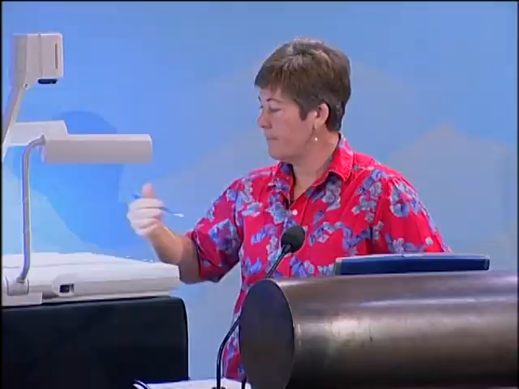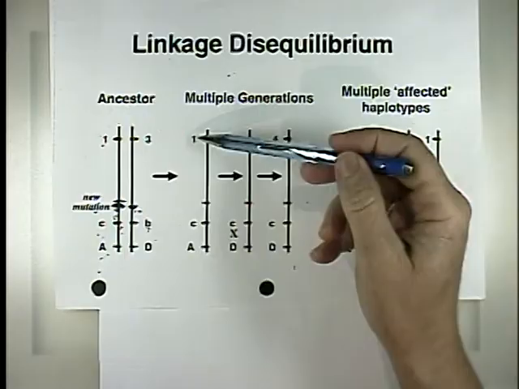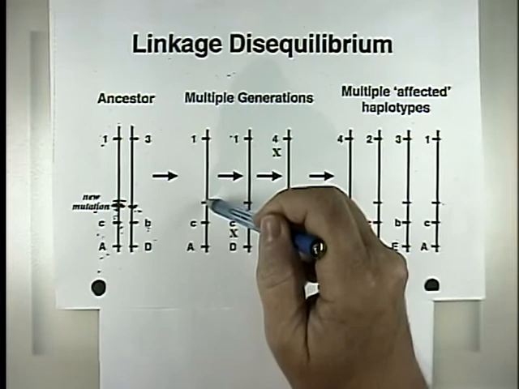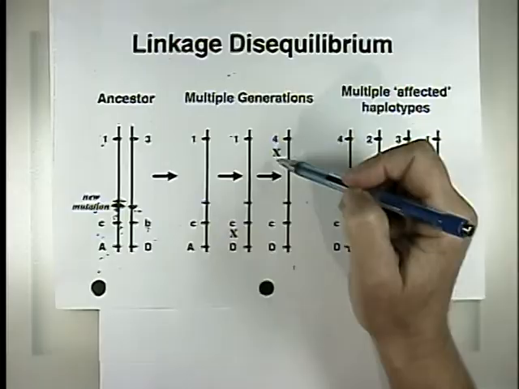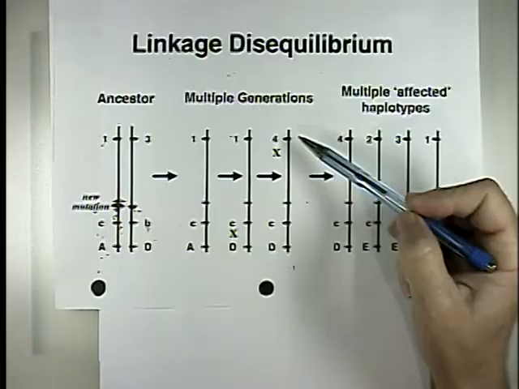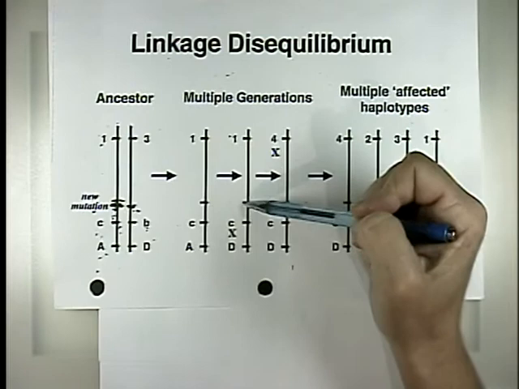And what you'll see is that the relationship between these haplotypes, the markers on a particular chromosome, and the disease-causing mutation starts to break down over time. Okay? This is recombination. If you remember way back to meiosis and mitosis, during meiosis you can have recombination events where alleles cross over onto different chromosomes. When those recombination events occur, the relationship between the alleles that were associated with the mutation starts to break down.